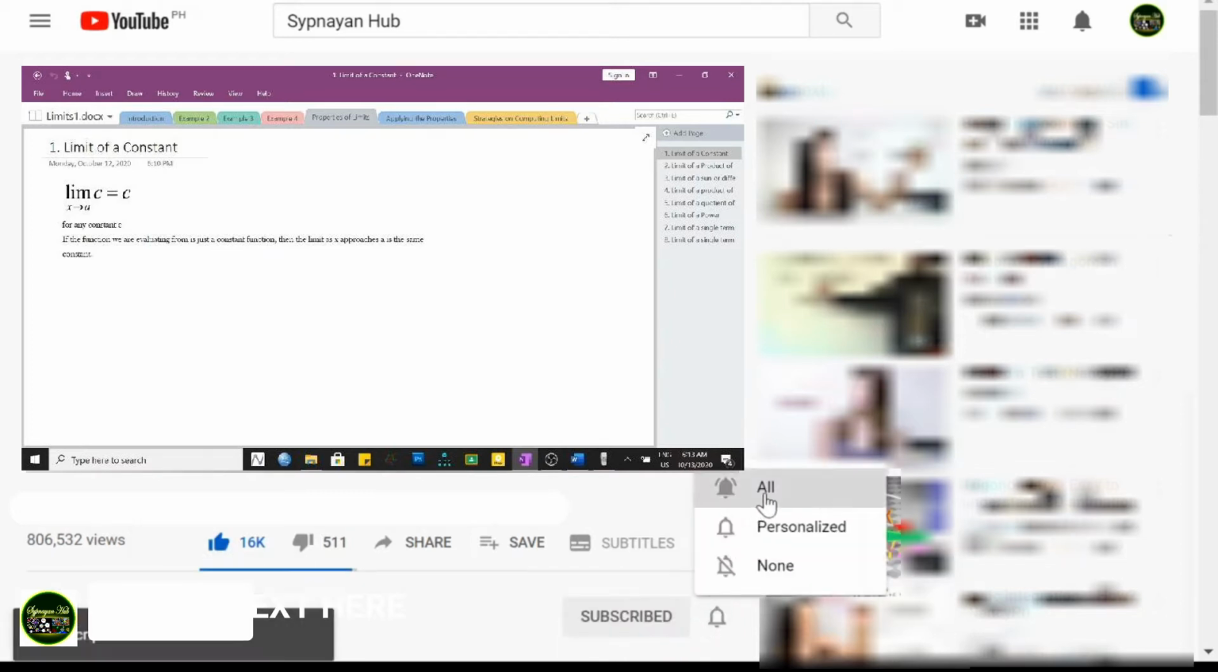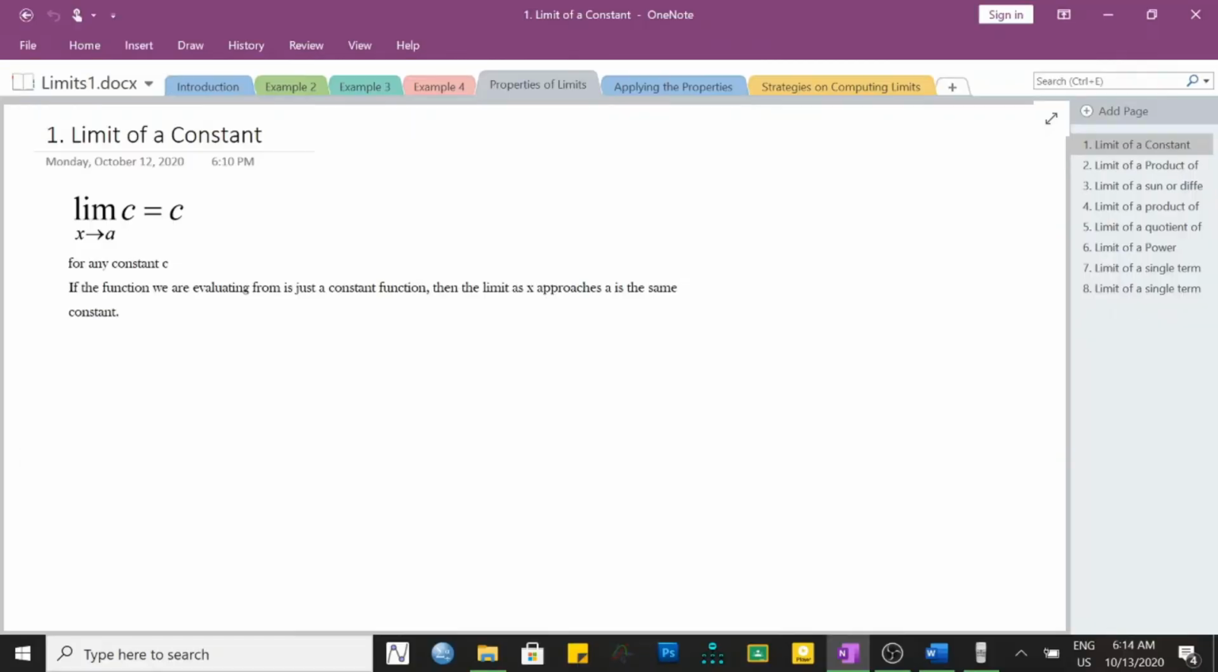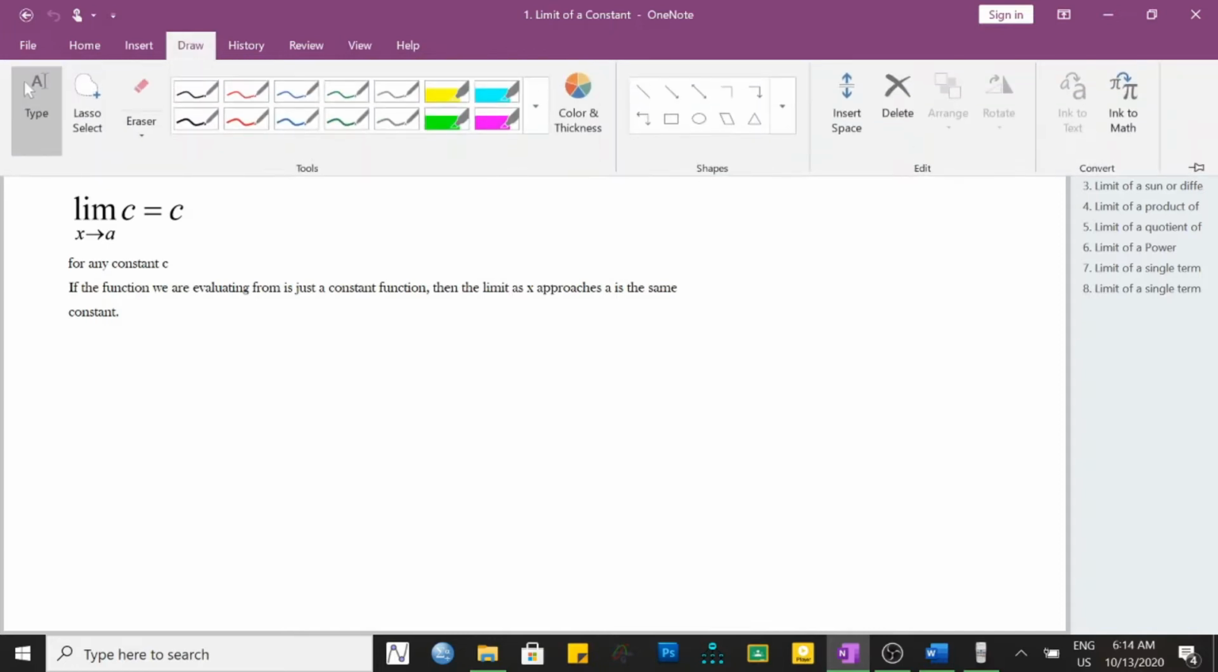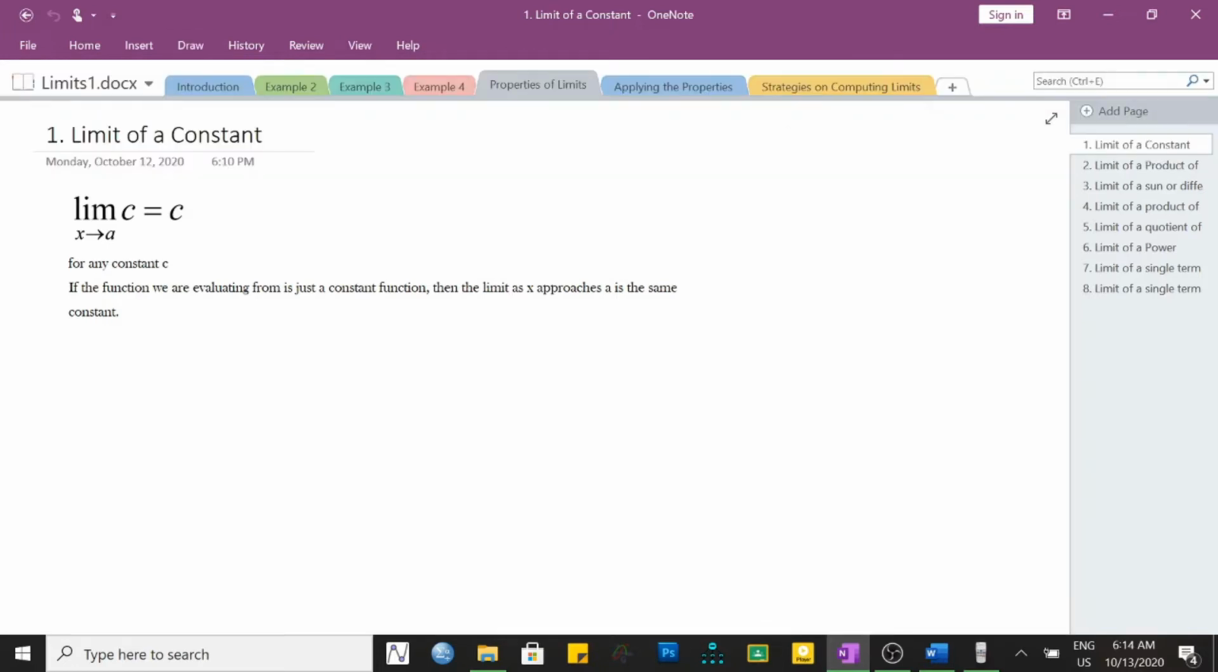The first property that we have here is called the limit of a constant. And according to the property, if the function is just a constant function, the limit is the same as the constant. Let us provide some example. The number c that you see here is an arbitrary constant. We see that as x approaches any number a, the answer is always that particular constant.